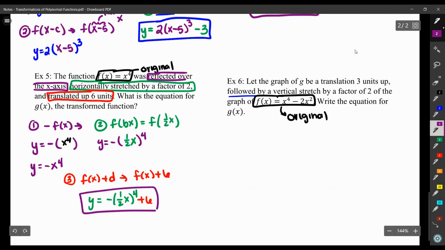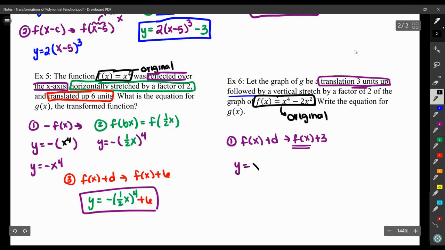And the first thing it says that happened was a translation 3 units up. Well, that's the value of d. So the first thing we're going to do is f of x plus d. And in this case, it's up 3, so f of x plus 3. So the original function and then add 3. So we're going to have y equals the original function and then add 3. Now, there's no like terms or anything to combine here, so I can't really simplify this any further. Then it says followed by a vertical stretch by a factor of 2.